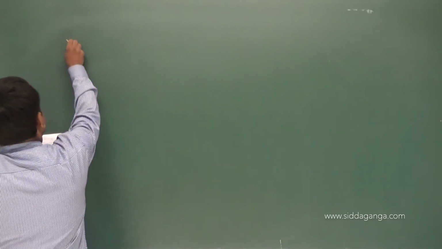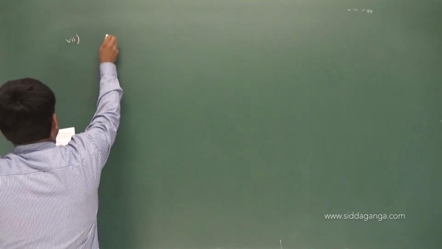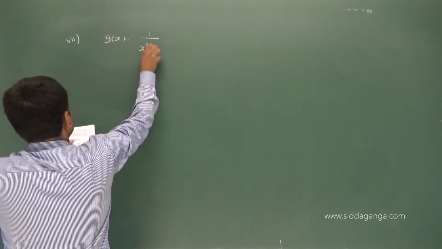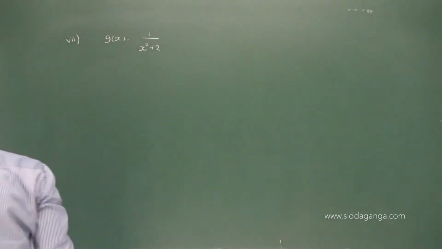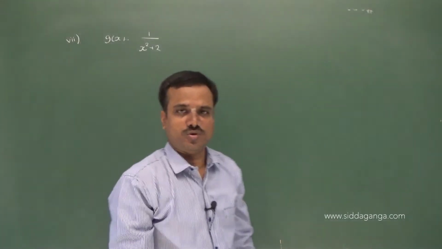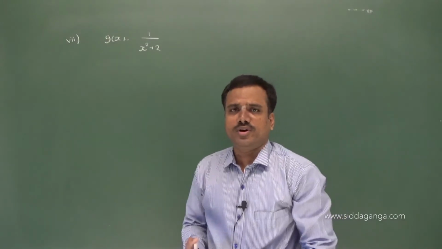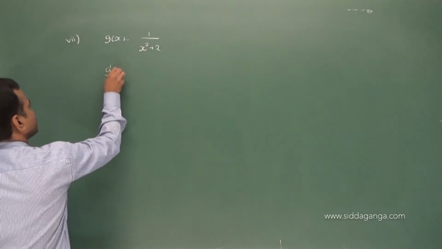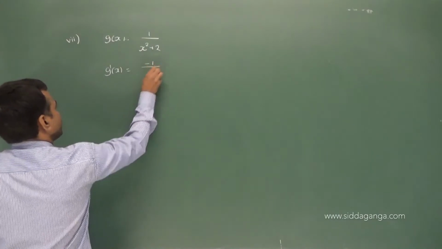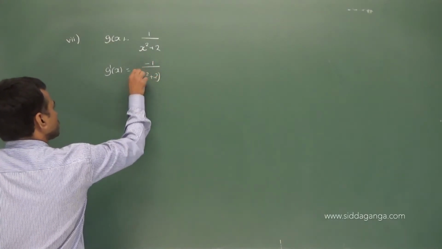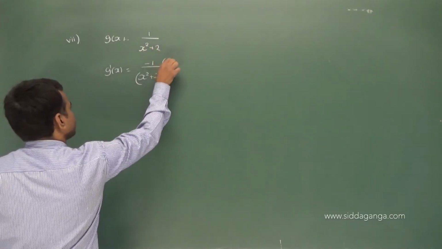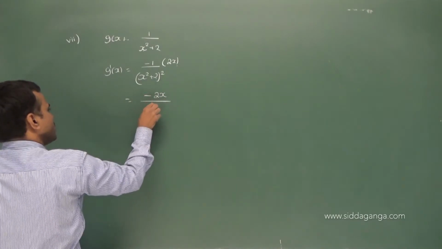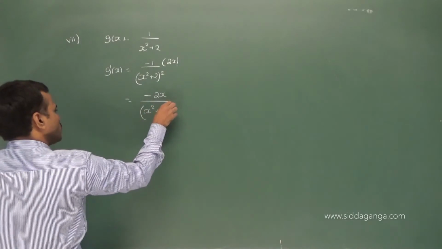I think seventh problem. g of x is 1 divided by x square plus 2. g of x is equal to what? 1 divided by x square plus 2. Okay. Differentiate: g dash of x is minus 1 divided by x square plus 2 whole square. Derivative of x square is what? 2x. That means minus 2x divided by x square plus 2 whole square.